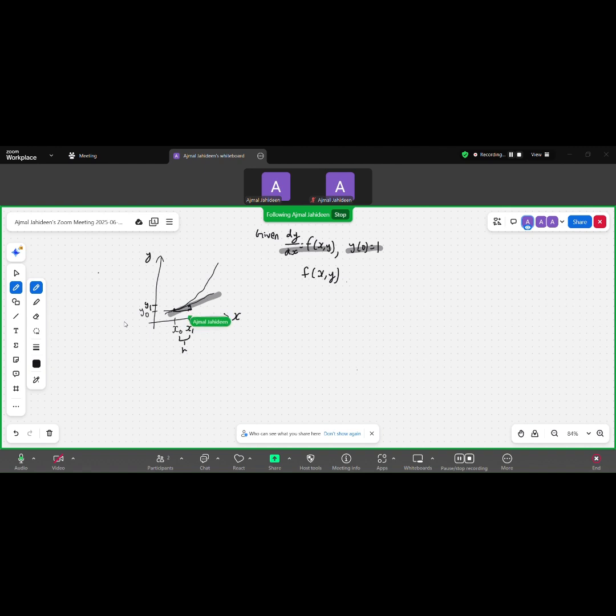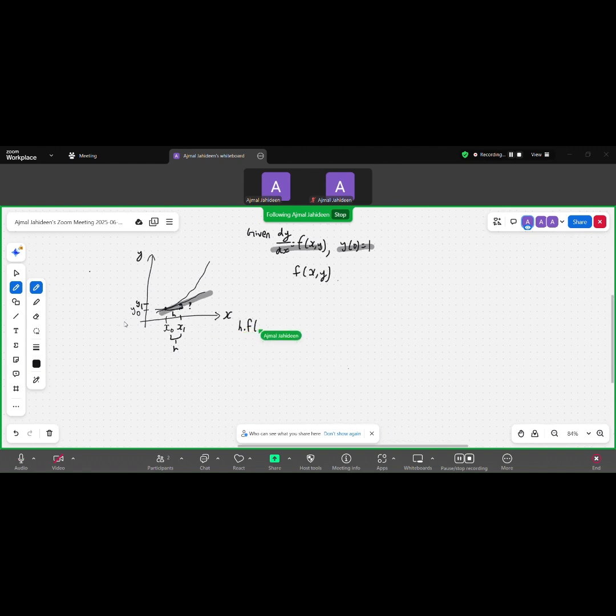How? Using the rise over run formula. This is the rise, this is the run, h is the run. And you also know the slope, which is f(x0, y0). So put together, you get the rise, h times f(x0, y0). So to find y1, we get y0 plus h times the slope f(x0, y0). So you go on to do the same thing for the next step and so on until you get the curve. So the general formula will be yn equals yn minus 1 plus h times f(xn minus 1, yn minus 1). And that's all, you get the formula already.